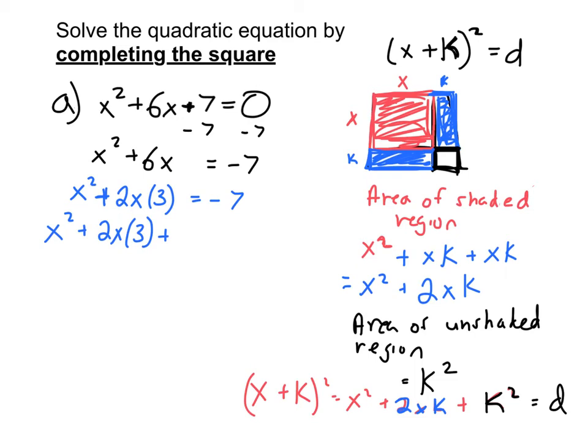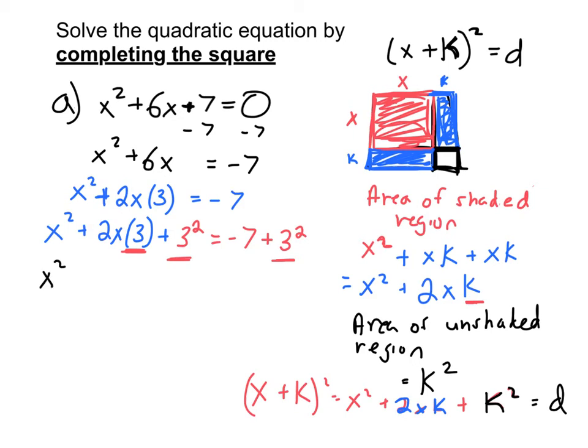Now, if k is whatever we're multiplying by 2x, so it should be 2xk. So k is obviously 3. So what should I be adding on? I should be adding on 3 squared. Now if I add on 3 squared to one side of the equation, I need to do it to the other side of the equation. Can't just do that to one side. If I add on 3 squared, I need to also do it to the other side.